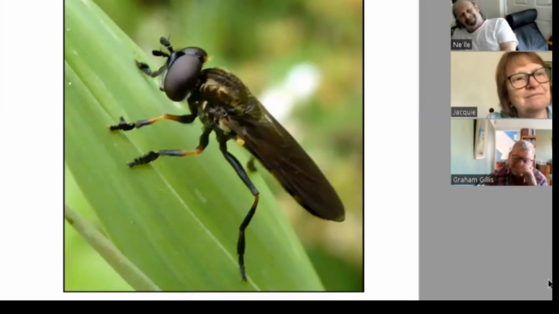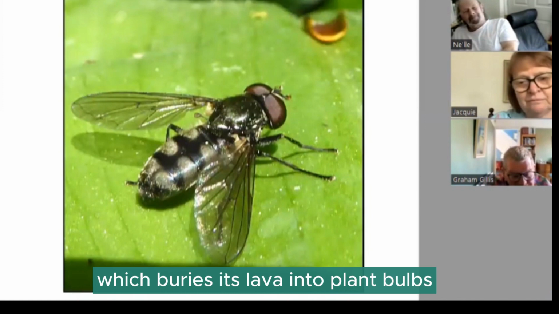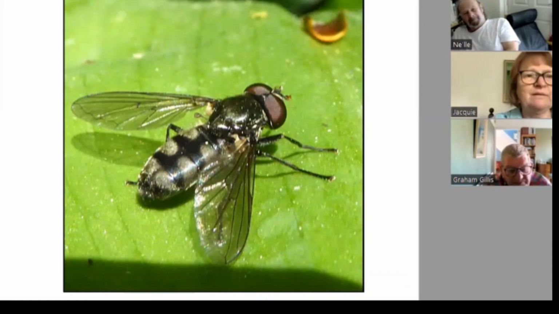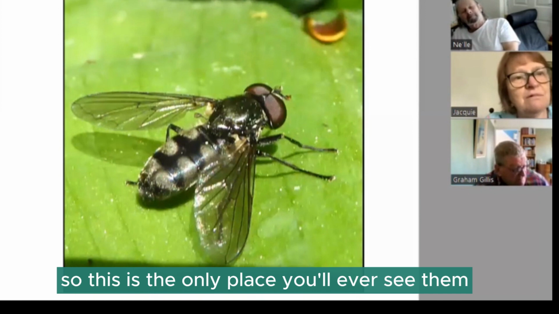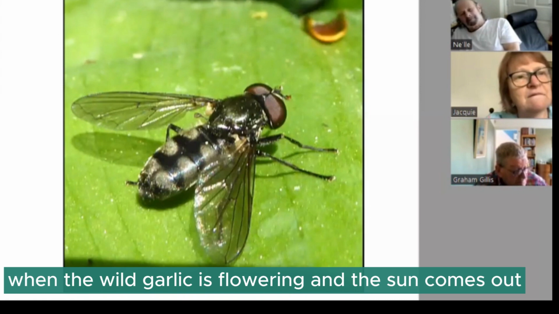Another odd one, which buries its larva into plant bulbs, but this one does it in wild garlic and only wild garlic. So this is the only place you'll ever see them, in early spring when the wild garlic is flowering and the sun comes out, you'll see them all over the plants.